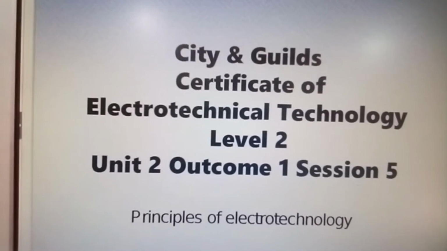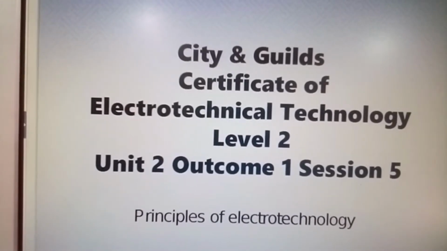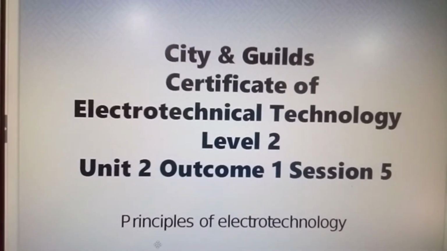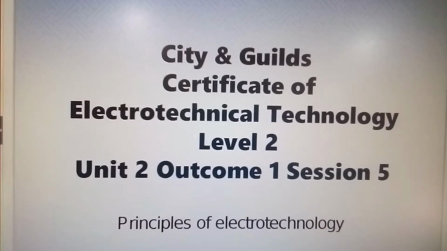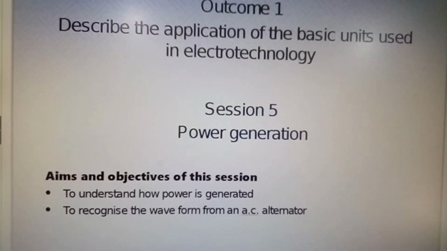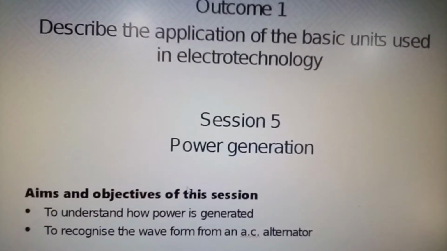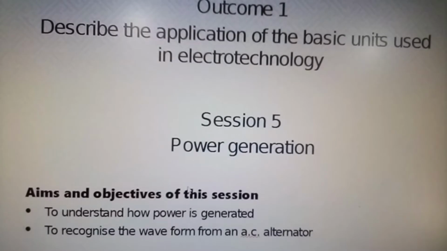Again, what I want to do is continue with Sittingill's Electrotechnical Technology Level 2 course. Outcome 1: Describe the application of the basic units used in electrotechnology. And here we are, to understand how power is generated, to recognize the waveform from an AC alternator.